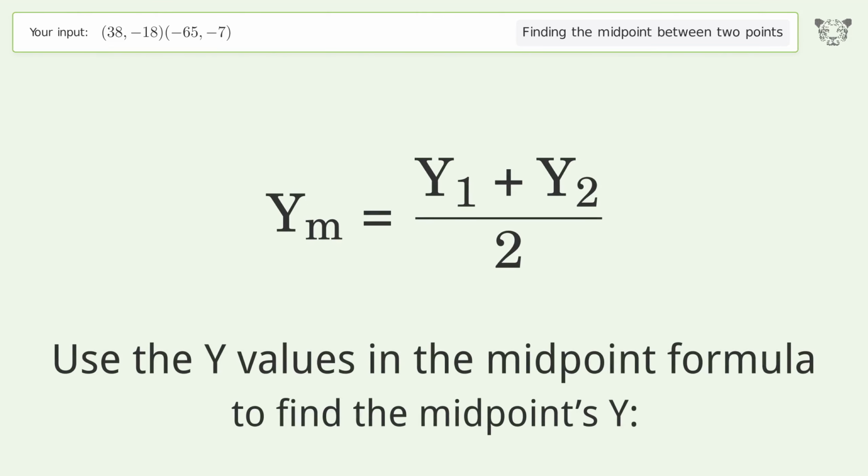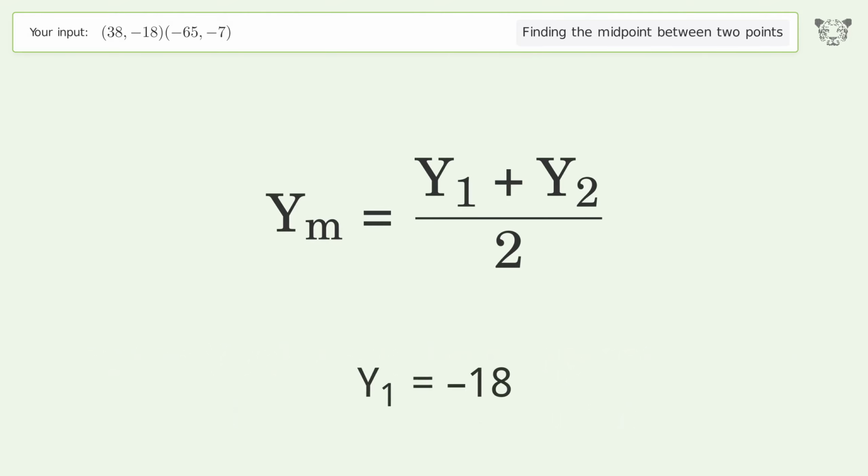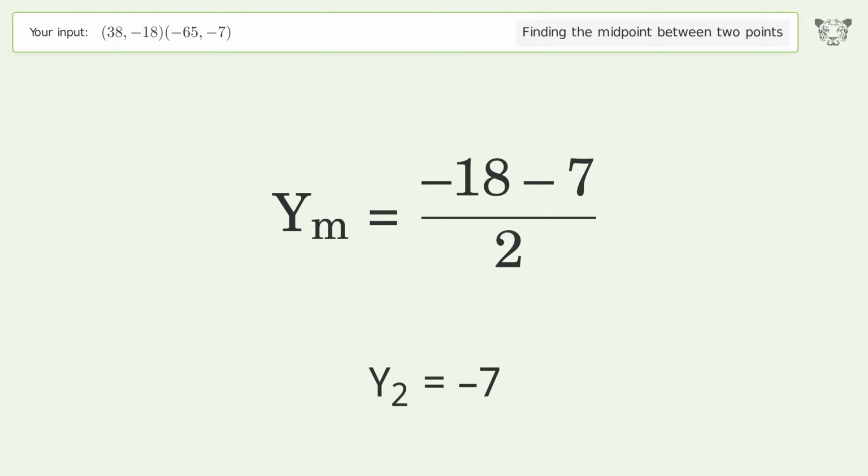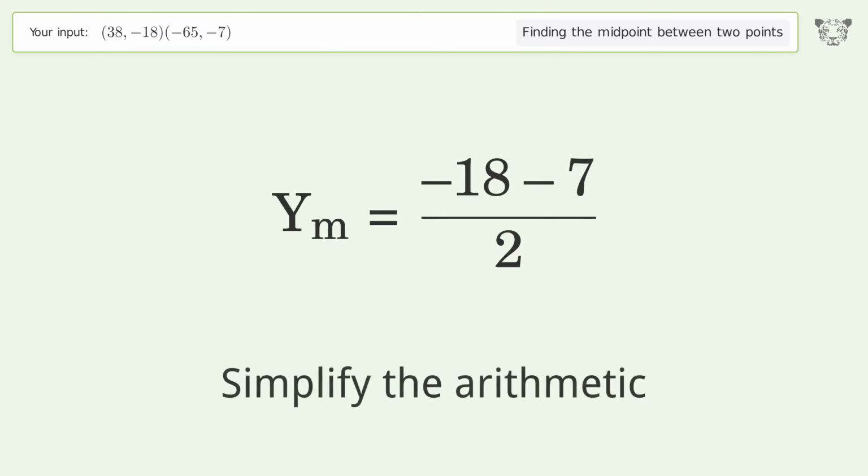Use the y values in the midpoint formula to find the midpoint's y. y1 equals -18. y2 equals -7. Simplify the arithmetic.